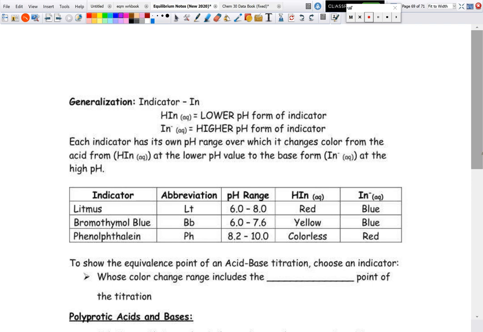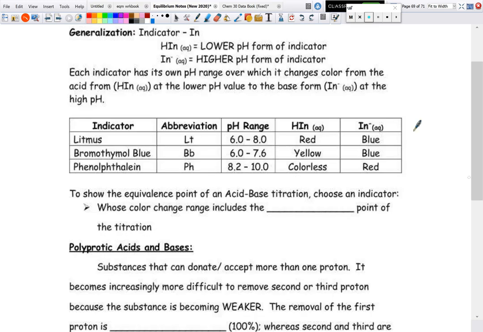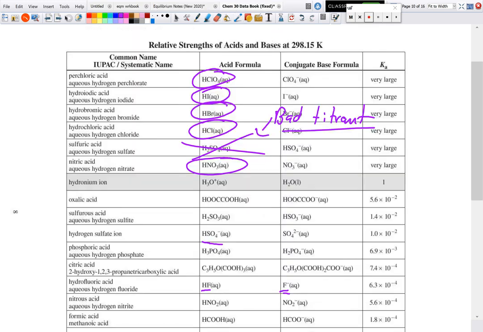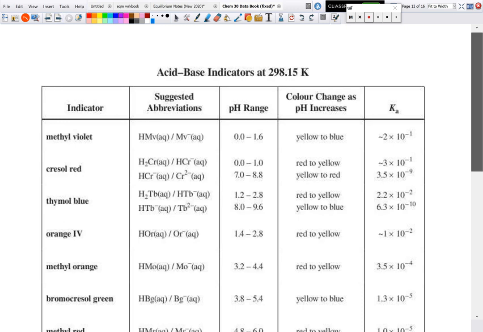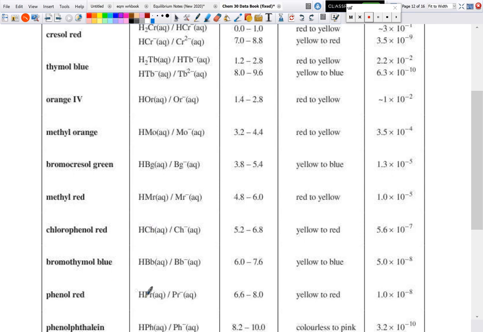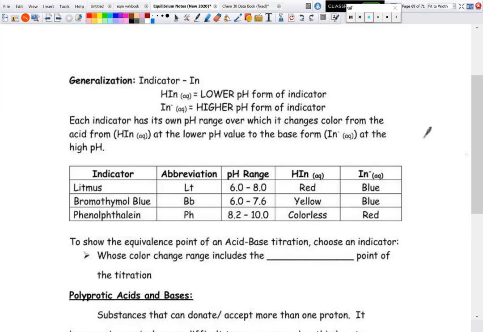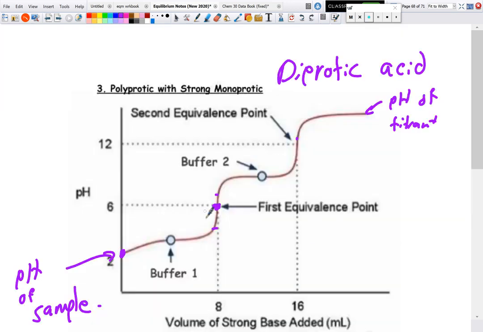So all we need to do is look at our indicators. Oh, sorry, not these right here. Indicators in your data booklet, which have their pH range right here. Now, all you need to do is make sure this pH range, so if we're using something like phenol red or methyl red, is going to fit or change within our steepest portion. So when we look at the steepest portion right here, let's just say this first equivalence point, the steepest portion takes in basically about that pH of 6.